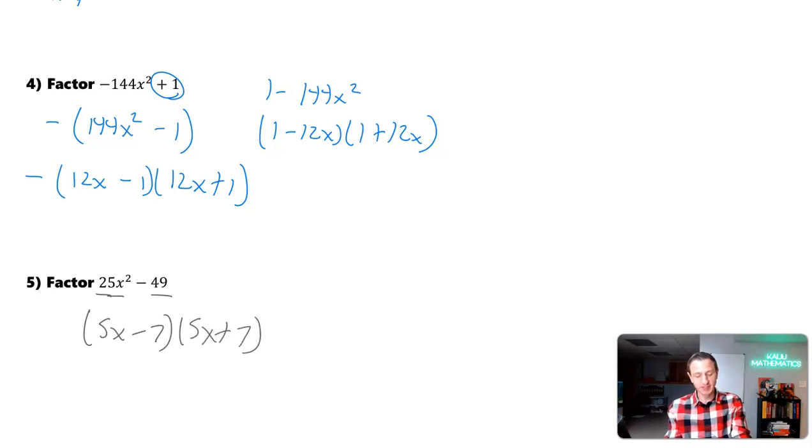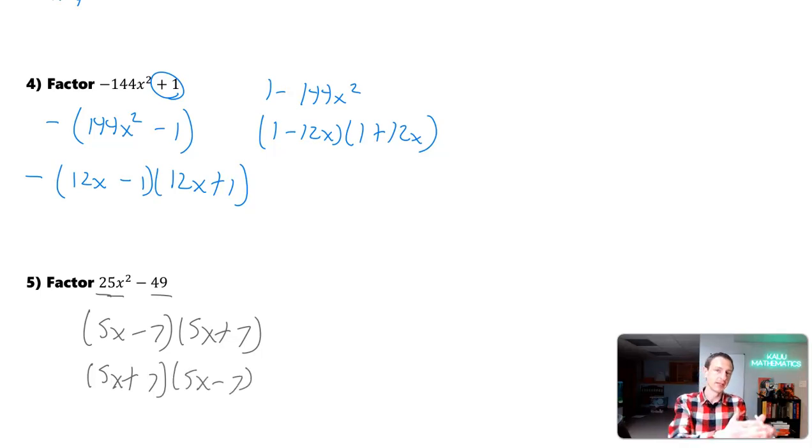And I can't emphasize this enough. You could also write this as 5x plus 7 times 5x minus 7. It doesn't have to be the minus first and then the plus. It doesn't really matter because it's all the same, just as long as you have a minus and a plus. So you've got to make sure this is a subtraction, a difference of two squares.